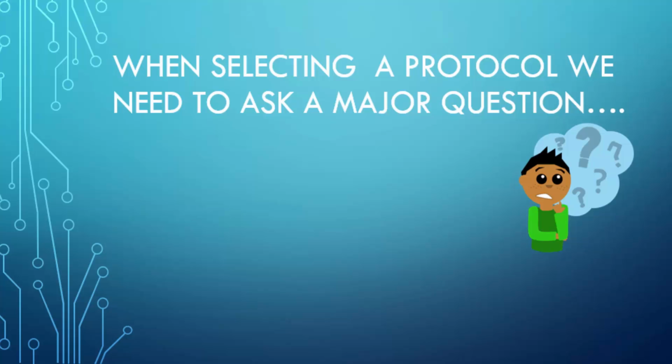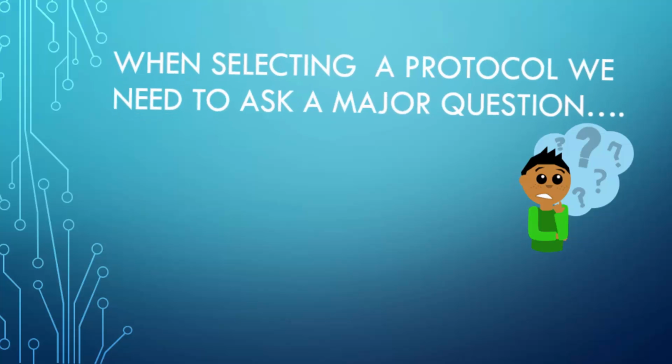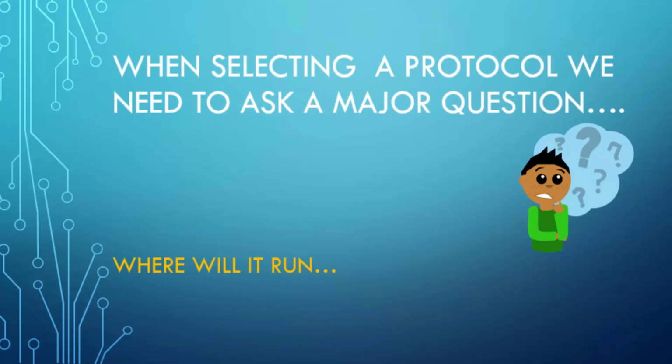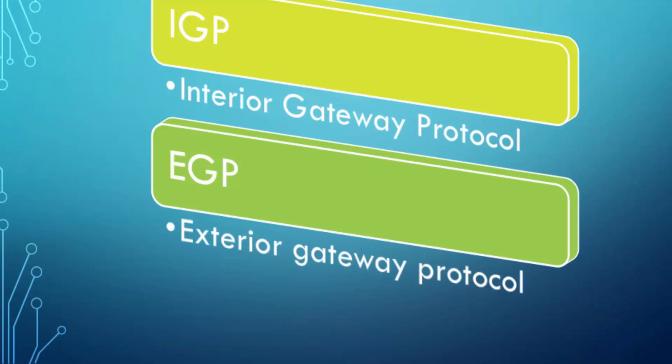One of the major questions that we're going to ask in selecting a protocol, what is the big question that we're going to answer ourselves when we are going to choose between OSPF, EIGRP, and RIP? You know what it is, guys? Where will it run? We need to know where it will run, but first we need to understand very well two different concepts: IGP and EGP, Interior Gateway Protocol and Exterior Gateway Protocol.